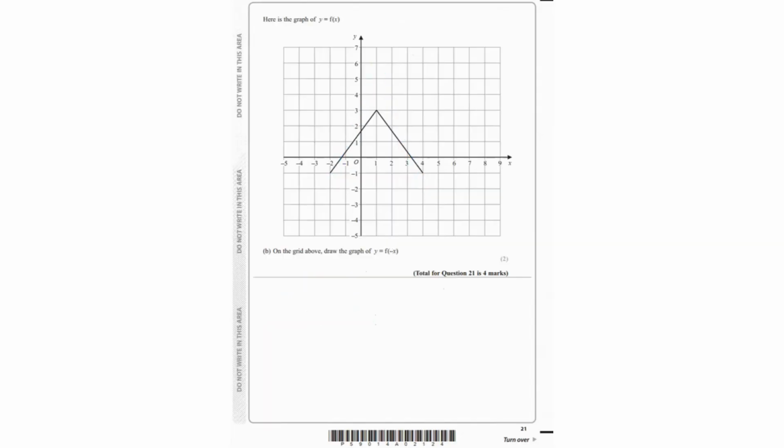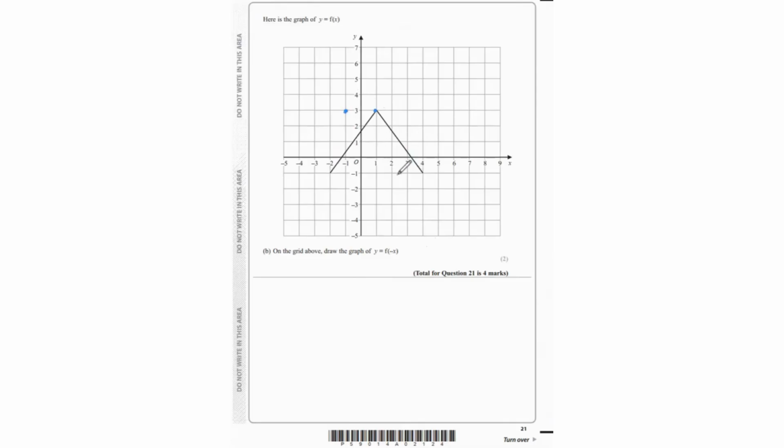Then here's the graph of y equals f of x. On the grid above, draw the graph of y equals f of -x. So y equals f of -x means that we are reflecting the graph in the y-axis because it's the x coordinate that's becoming negative. So this comes over here. So (1, 3) becomes (-1, 3).